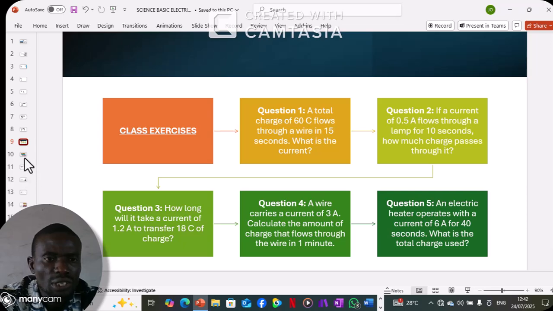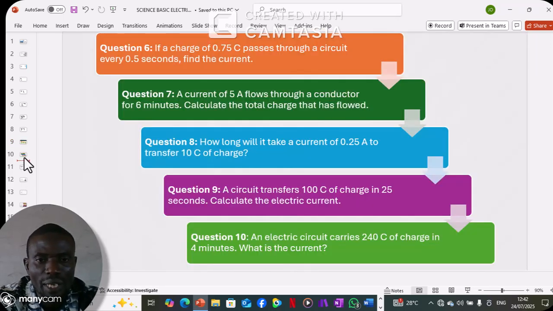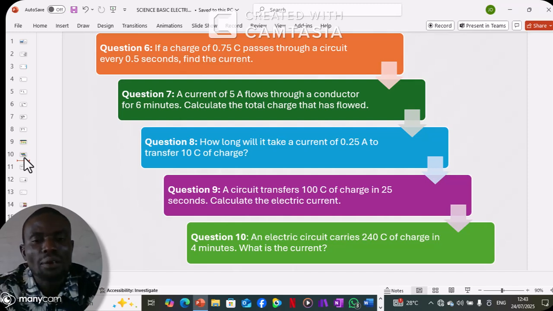And also the next questions, from number 6 to number 10. Number 6, you are given charge, Q. You are given time, 0.5 seconds. So you have to calculate I, which is the current. Also, number 7, you are given current. You are given time. You have to calculate Q, which is charge. Number 8, how long means time. You are given current and you are given charge. You have to calculate time. Number 9, you are given charge and time. You have to calculate current. And number 10, you are given charge and time. You are also to calculate current.